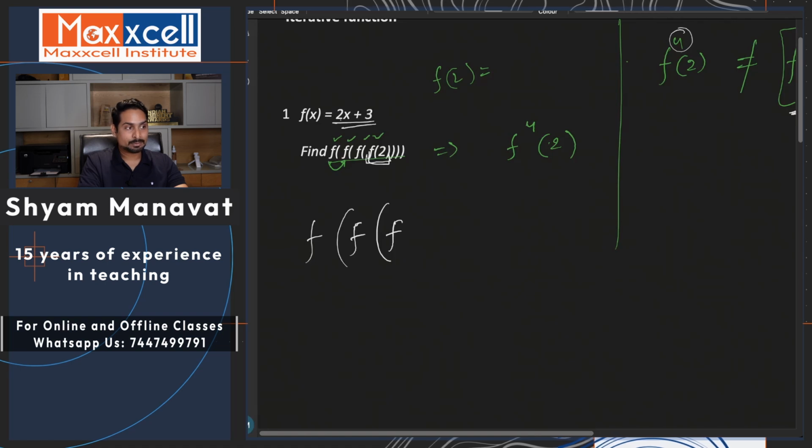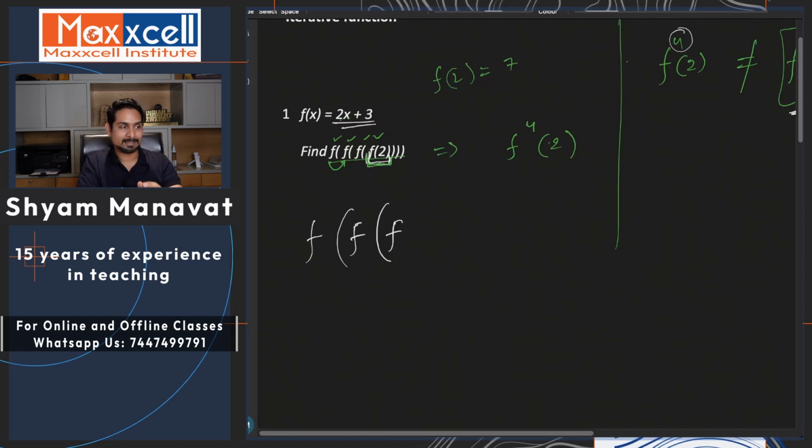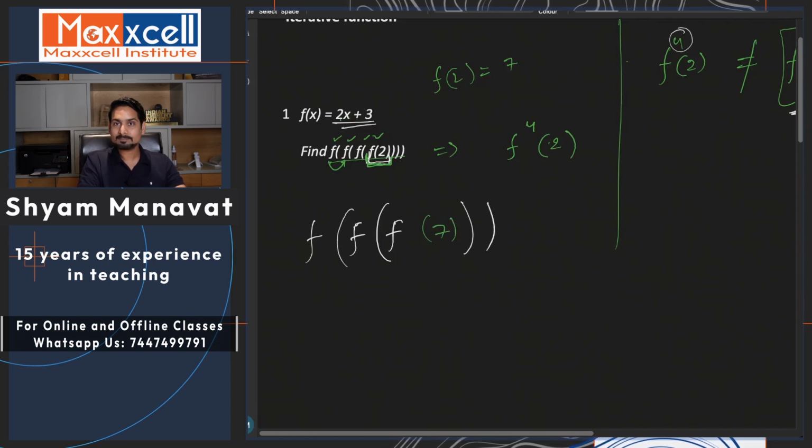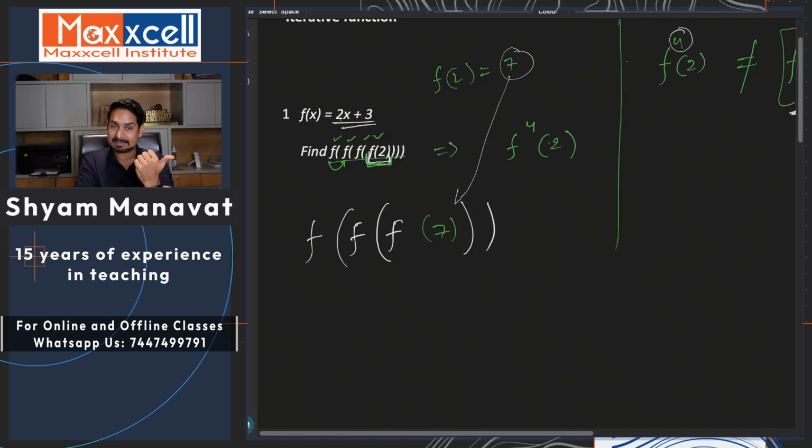What would be 2 into 2 plus 3? That's 7. So if I simplify this part, f(2) is simplified. Out of 4 f's, 1 f is simplified, so your remaining is only 3 f's as it is. So here I have 7. Did you understand? This f(2) I simplified, giving me output as 7. That is going to be a new input for the function.